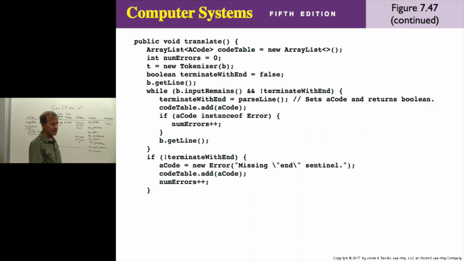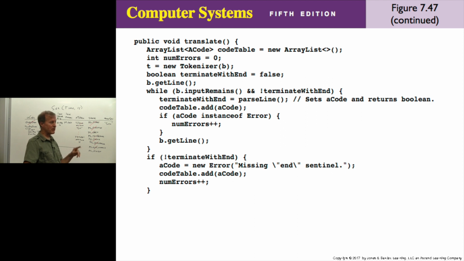Our code table is this Java type array list of A codes, abstract codes, okay? And then num errors is initialized to 0. T gets new tokenizer, initialized with the buffer B. And we have this Boolean terminate with end, which is initialized to false. And then we do b.getLine. All this we've done before with the tokenizer. Okay, so now we are primed to start getting tokens. And then while b.input remains and not terminate with end, here is where we call parseLine. So we do terminate with end gets what?